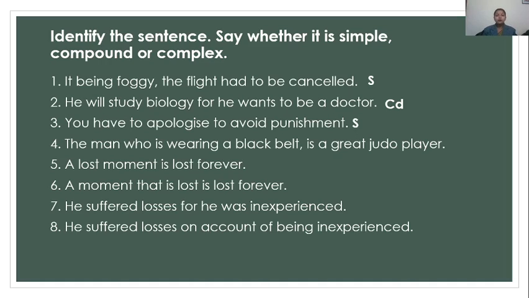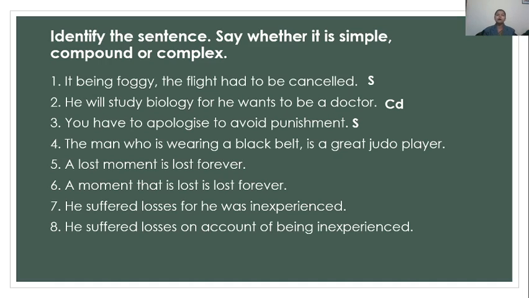Now look at the fourth one. The man who is wearing a black belt is a great judo player. Here the number of finite verbs is two. What are they? Is. The man who is, my finite verb. Wearing is the main verb. In the second clause, is a great. Here he is skipped. He is a great. Okay. So he is skipped. Is is my second finite verb. Two finite verbs. So it is not a simple sentence.